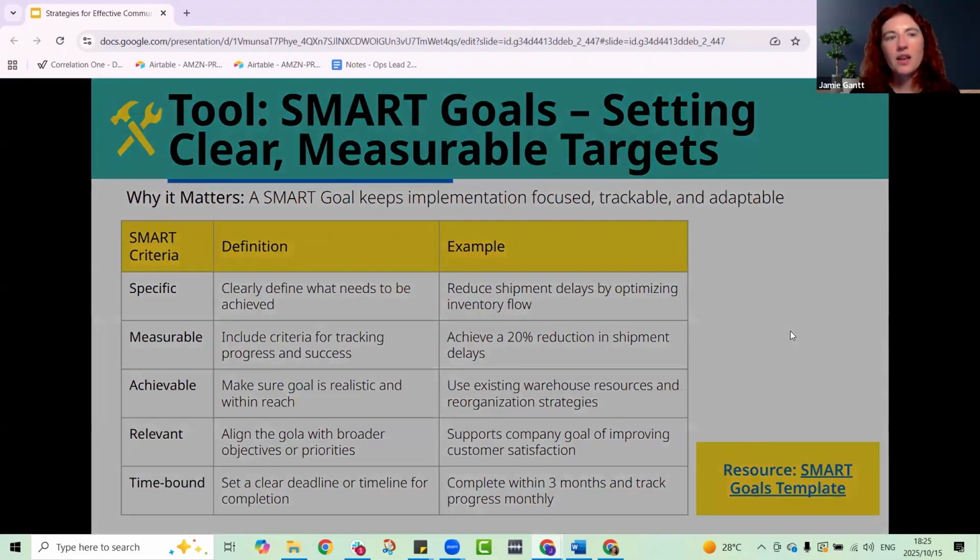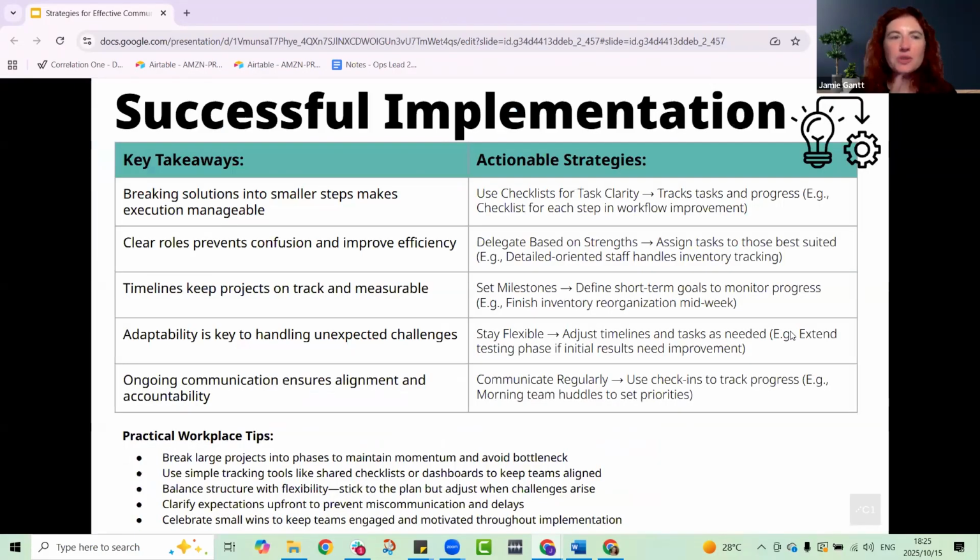Okay. How do we know that your implementation was successful? You broke the solution into small steps. You assigned clear roles so that everyone knows what they're doing. You've got timelines and you've got milestones set up so you can track. You are being flexible and adaptable, and you are making adjustments as needed if something's not working the way that you want it to. And you are constantly communicating, making sure that people are being held accountable and everyone is aligned with the overall intention and the desired outcome that you're aiming for. Okay, makes sense?